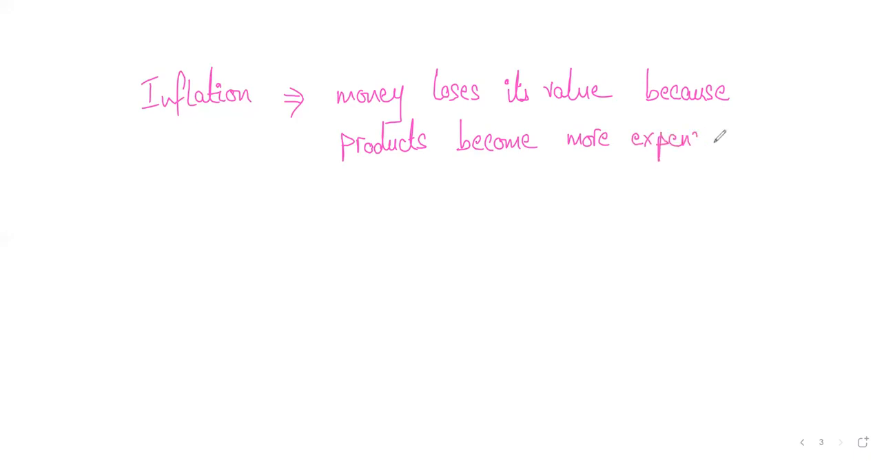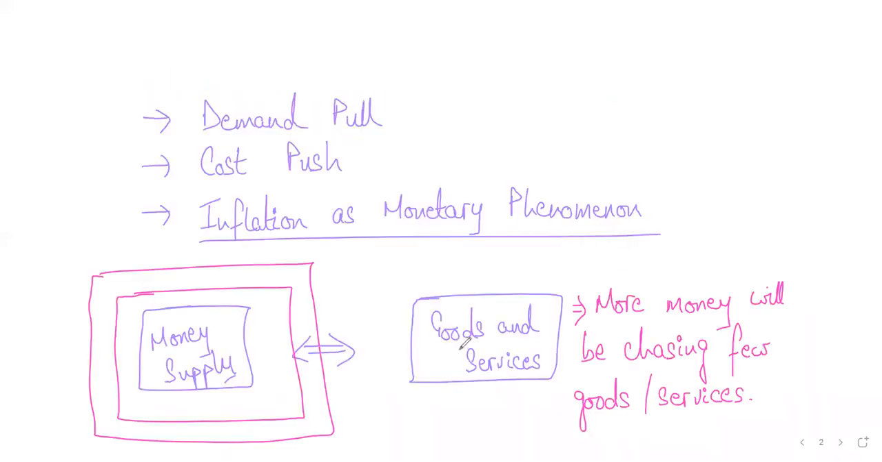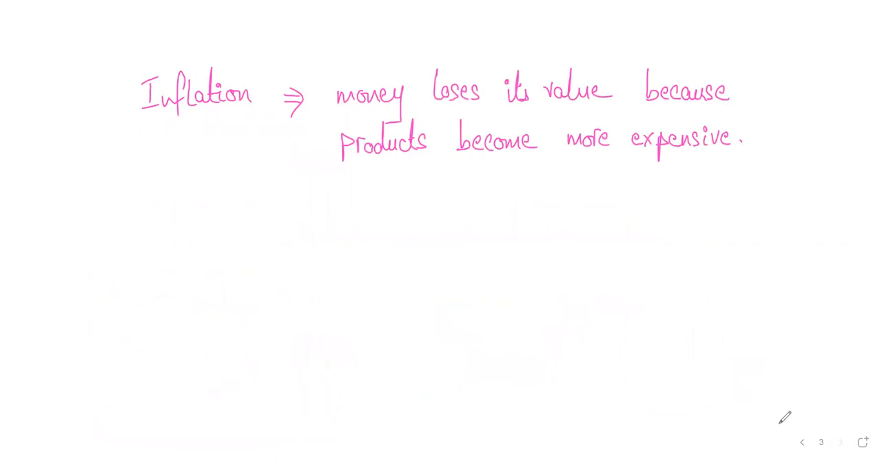Okay, now students, let's move on. So far we've talked about how inflation as a monetary phenomenon is a concept that says that when money supply is increasing, that will result in more inflation. Why? Because more money will be chasing fewer goods and services, right? Now that being said, we say that when inflation happens, money loses value because products are becoming more expensive, right? We've also talked about this.